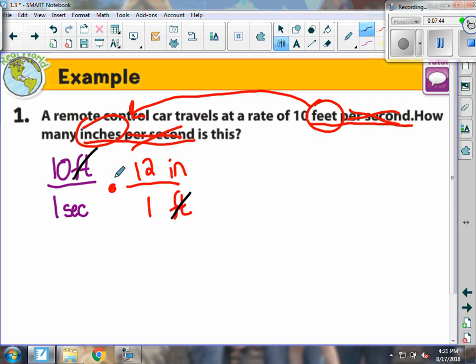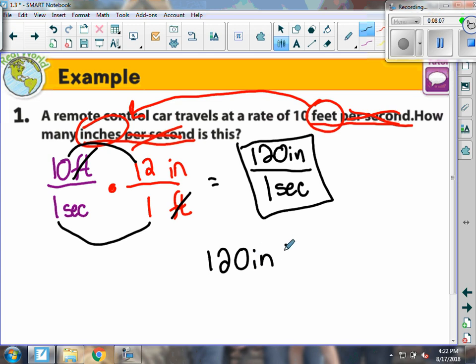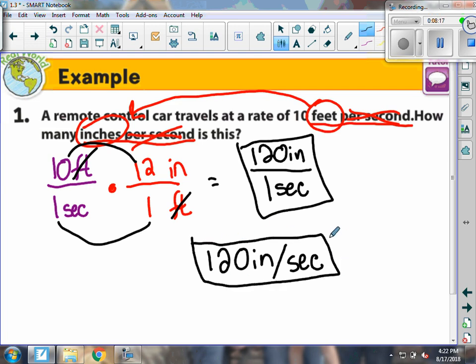So my next step is to multiply. I'm going to multiply 10 times 12 inches. That's going to give me 120 inches over, because I have my fraction, 1 second times 1 is 1 second. So this is my answer. I could also write this as 120 inches per second. Either one would be correct, because they both mean the same thing.